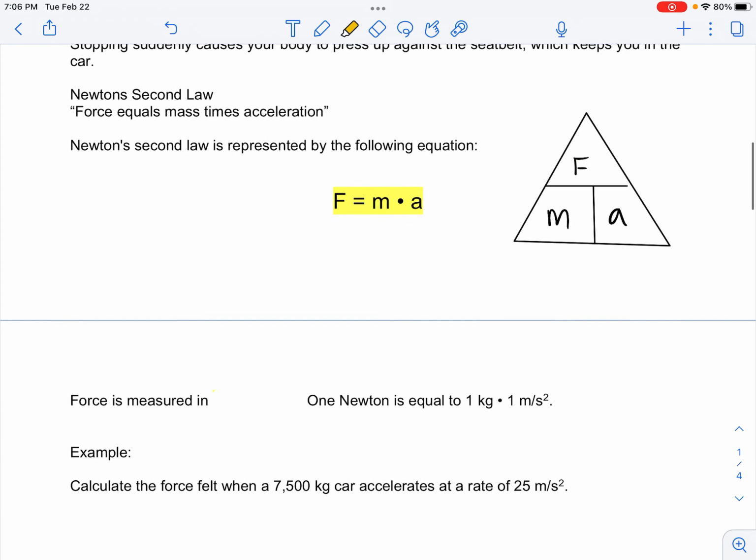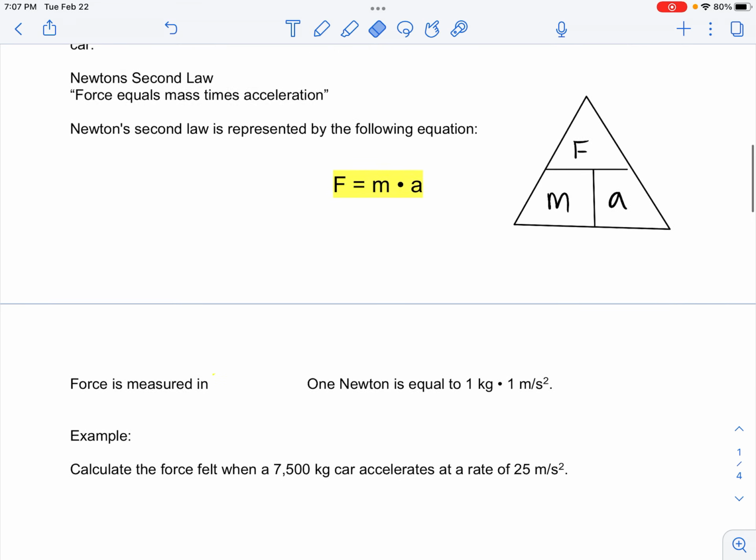Force is measured in newtons. One newton is equal to 1 kilogram times 1 meter per second squared. Not that you need to know the units, but that's how we measure force here in physical science. There's lots of other ways to measure it as well. Pounds per square inch is a measure of force, pressure, as you can do all sorts of things.